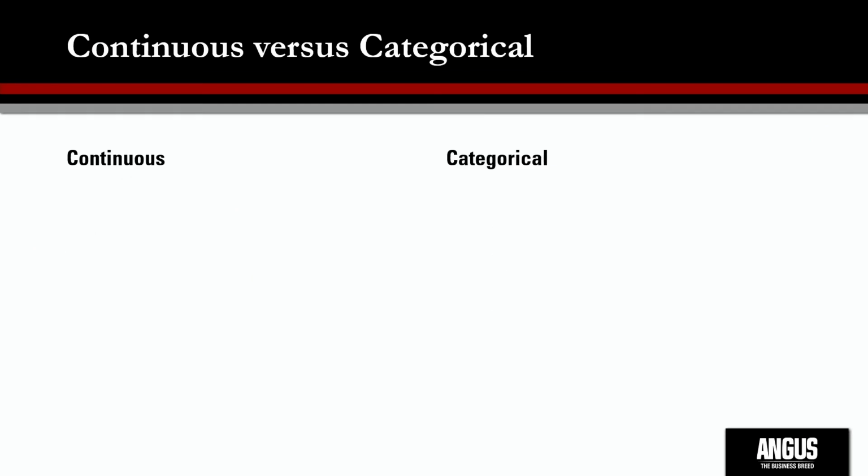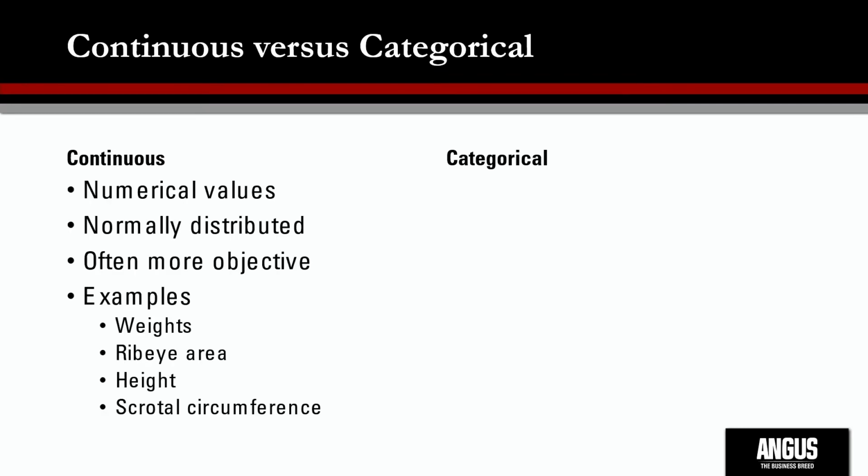So let's dig in a little bit more. Continuous versus categorical. Our continuous traits, those that I just highlighted, things like our weights, ribeye area, or scrotal circumference, are typically numerical values that we're measuring. So an animal gets on a scale, you record the weight, that's a numerical value that you're recording. The other key component of this is that these are going to be normally distributed.